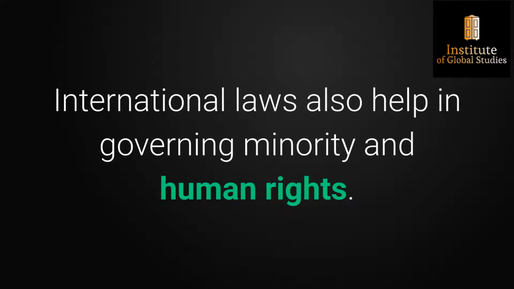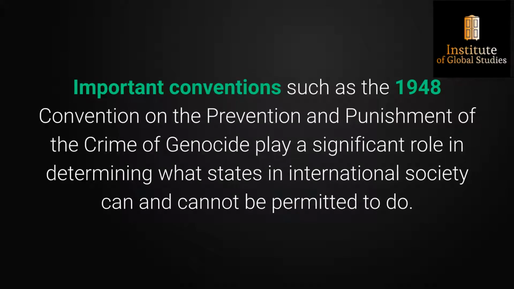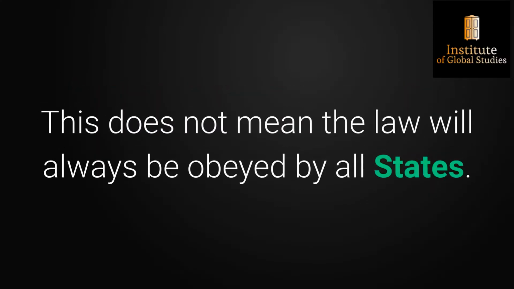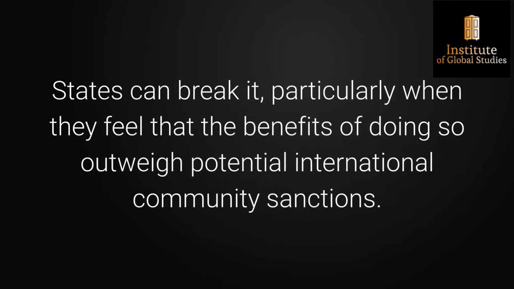International laws also help in governing minority and human rights. Important conventions such as the 1948 Convention on the Prevention and Punishment of the Crime of Genocide play a significant role in determining what states in international society can and cannot be permitted to do. This does not mean the law will always be obeyed by all states. States can break it, particularly when they feel that the benefits of doing so outweigh potential international community sanctions.